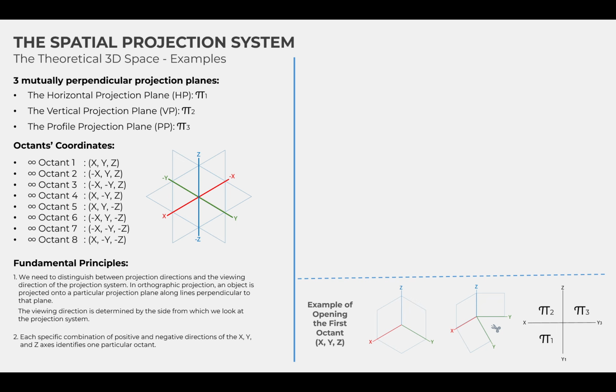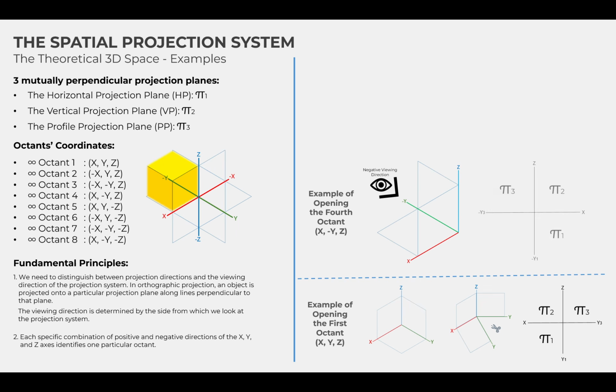Now let us look at 2 more examples and see how the unfolded configuration changes for different octants. First, let us open the 4th octant, positive x, negative y, and positive z. This octant is located on the negative y side of the frontal plane. Therefore, when viewing the frontal plane from the side on which this octant is located, we view the system from the negative y side. From this viewing direction, the positive x-axis appears to the right, while the positive z direction remains upward. We now open the system while viewing it from the negative y side.